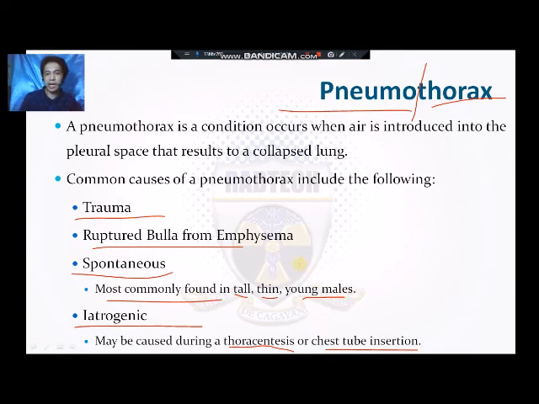Okay, so if the doctor inserts materials into our thoracic cavity, sometimes it may cause air to pass through towards our pleural cavity. Trauma, most commonly from stab wounds or gunshot wounds.